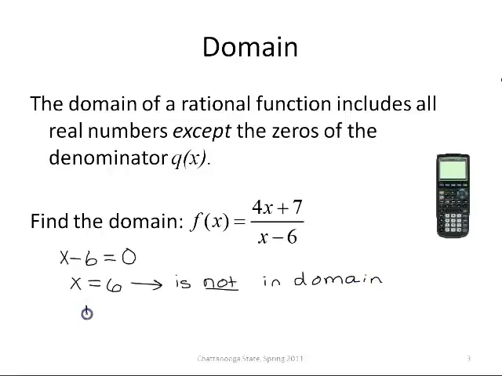So we can say that two different ways. We can say the domain is everything except for the value 6, x is not equal to 6. Or we can write it in interval notation: negative infinity up to 6, don't include the 6, and union it with 6 to positive infinity.